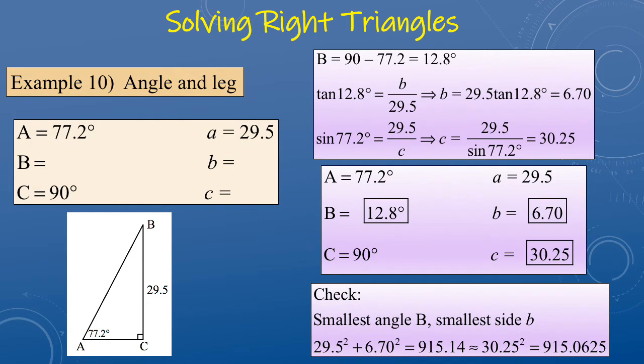So the final answer is that angle B is 12.8 degrees, little b is 6.70, little c is 30.25. To check it, notice that the smallest angle B is opposite the smallest side b, and using the Pythagorean theorem, we get 29.5 squared plus 6.70 squared is 915.14, and 30.25 squared is 915.0625. The difference is simply round-off error.